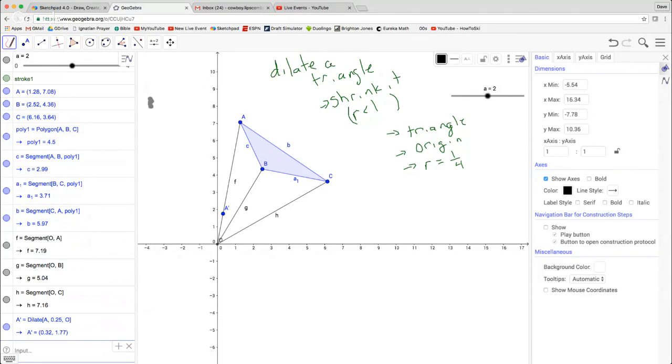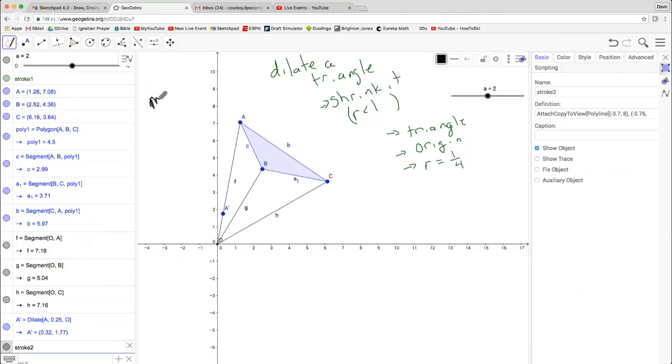You're going to measure the distance from O to A and divide by 4. Right? And then you're going to put that point right there. Okay? Similarly, you're going to do that with B.